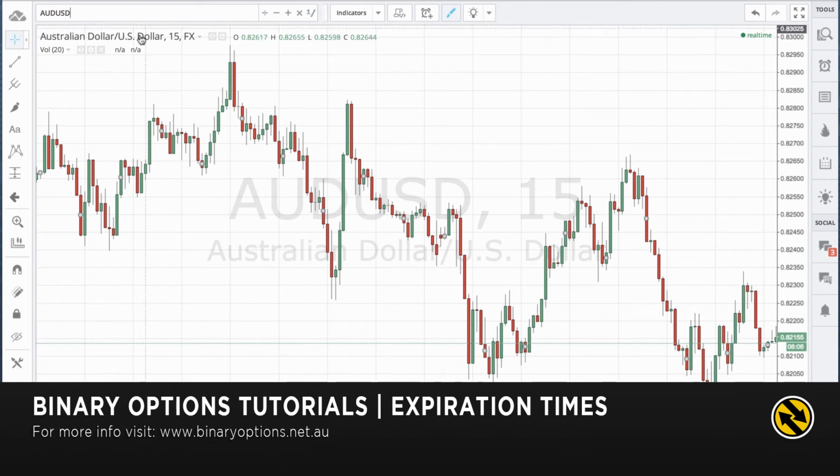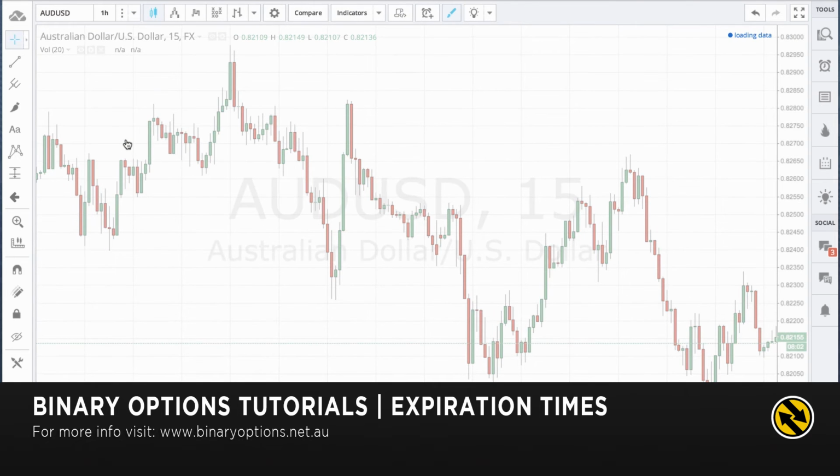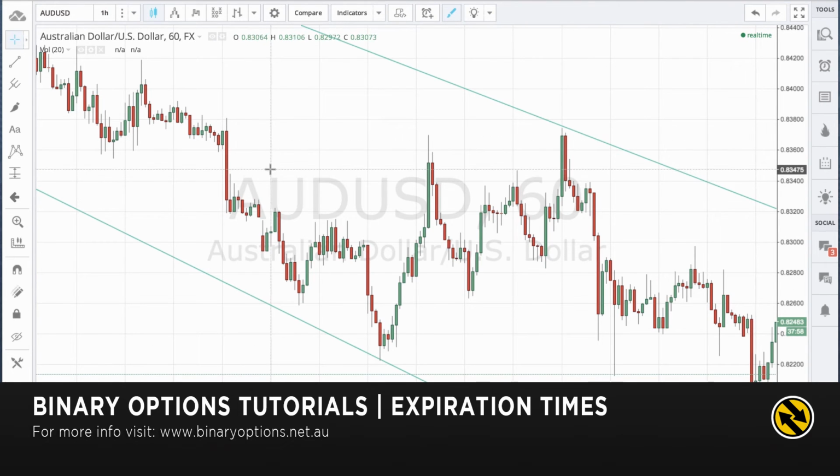And obviously changing the time frame means that the candles also represent that particular time frame of collecting data. So this particular candle opened at a particular price and then 1 hour later closed at a particular price.